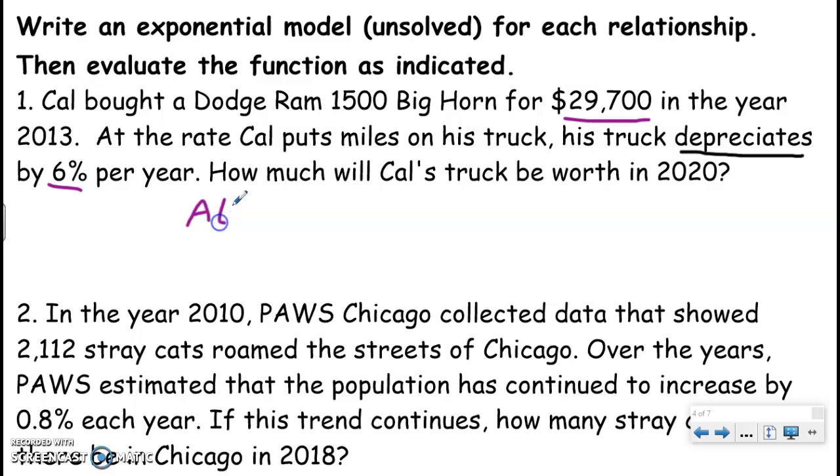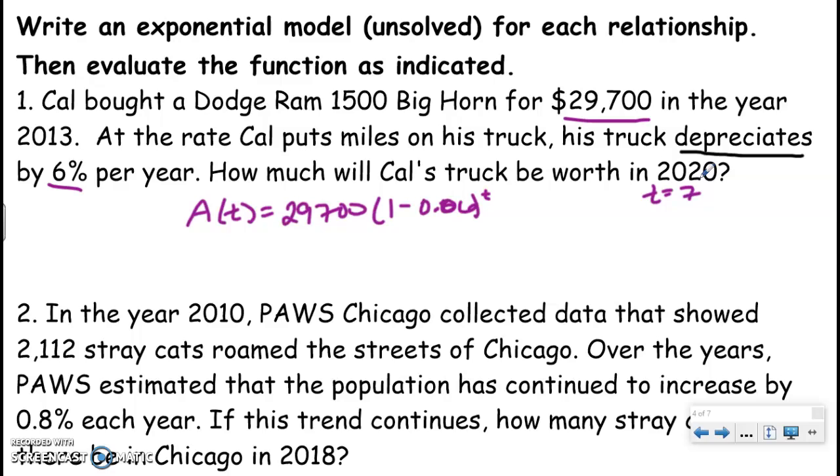The final value is going to be our initial value times 1 minus 0.06. Remember to change that percent to a decimal, to the t power. Okay, this is your model. To figure out your actual answer, t is 7 because it's been 7 years. So go ahead and plug in 7.